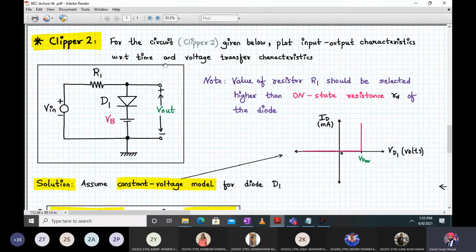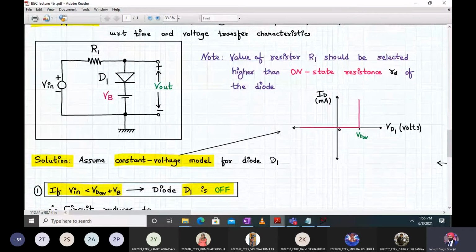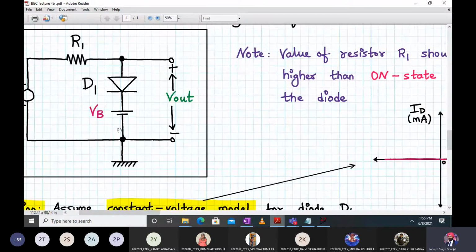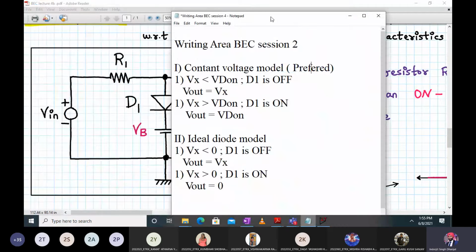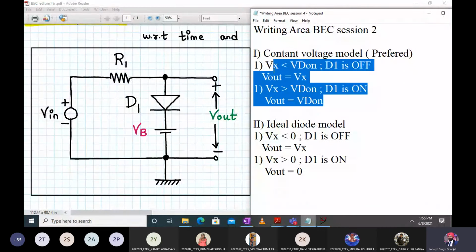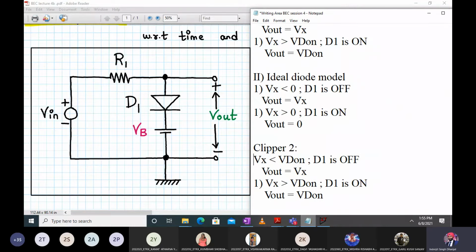Clipper number 1, yes. Yes, sir. Okay. So now for clipper number 2, we have just added a battery. Rest everything remains the same. Okay, now we'll quickly wind up in 5 minutes. Now, you tell me when the diode will be on over here? Tell me the condition for the diode to be on over here. So this is clipper 2. So clipper 2, tell me the condition.